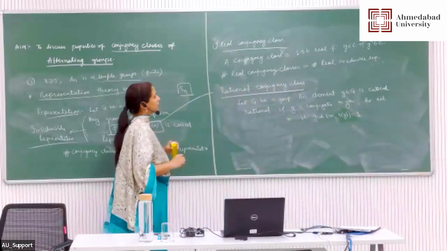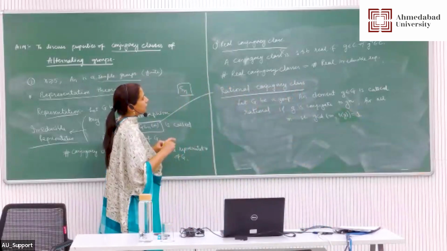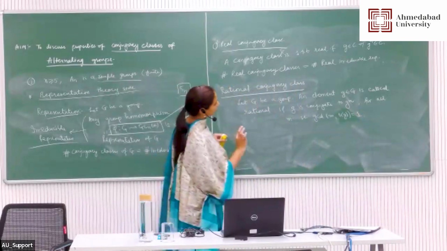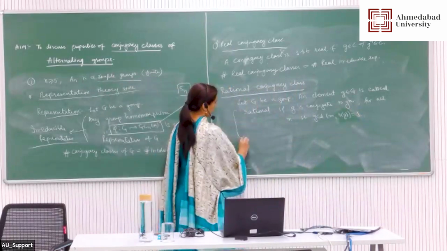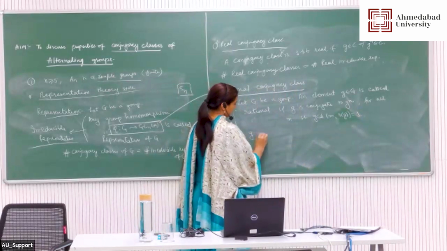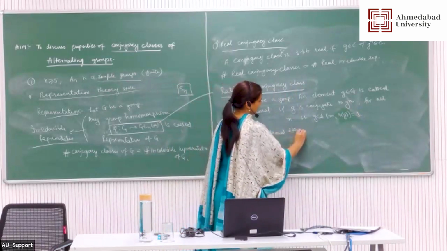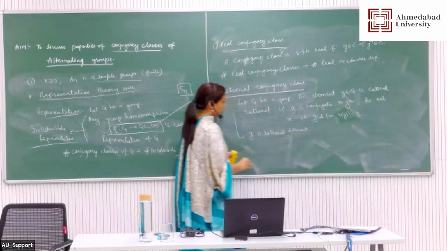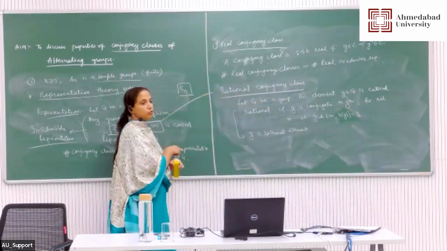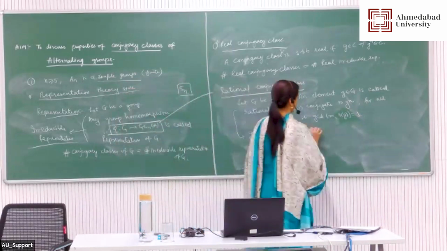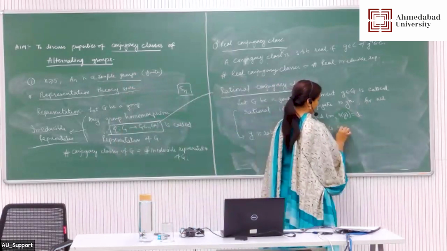Okay. So I have defined a rational element. If g is a rational element, then it is easy to check that all the elements conjugate to g are also rational. Then its conjugacy class is called a rational conjugacy class.